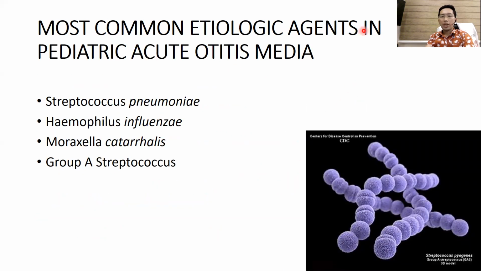The most common etiologic agents in pediatric acute otitis media are the following. First is Streptococcus pneumoniae. Next are Haemophilus influenzae, Moraxella catarrhalis, and group A Streptococcus. Now, Haemophilus influenzae is not given so much attention because of immunization. But for all of these, the most common cause of pediatric acute otitis media is Streptococcus pneumoniae.